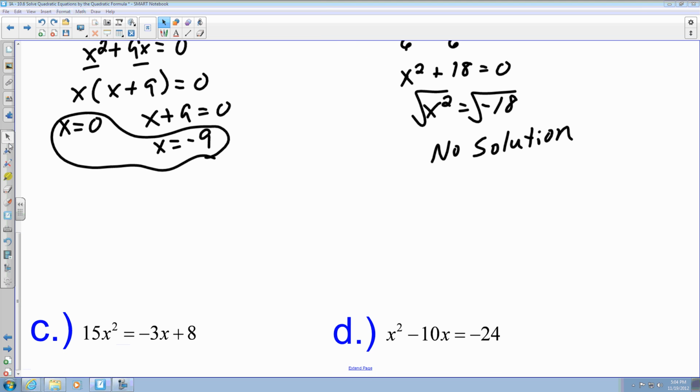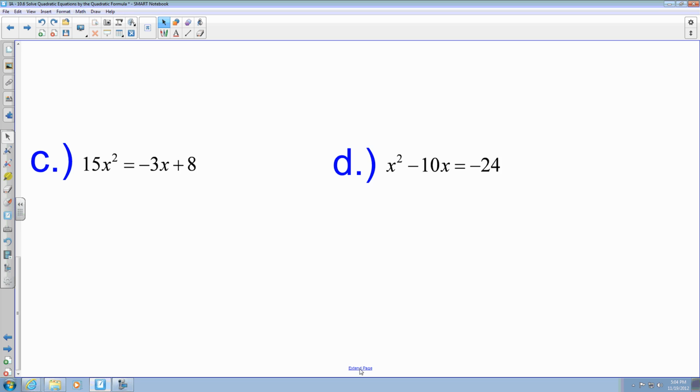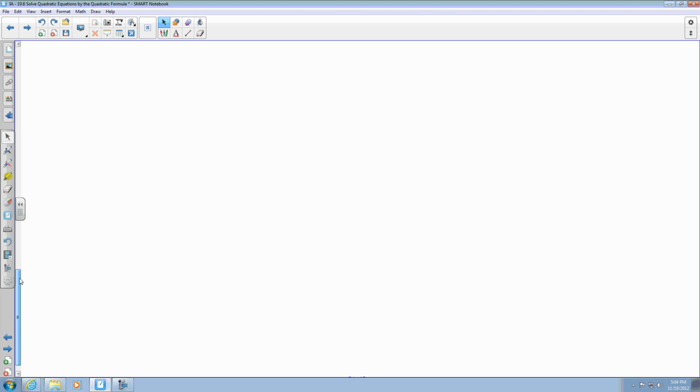I want a little more room to solve this. Oh, that's too much.